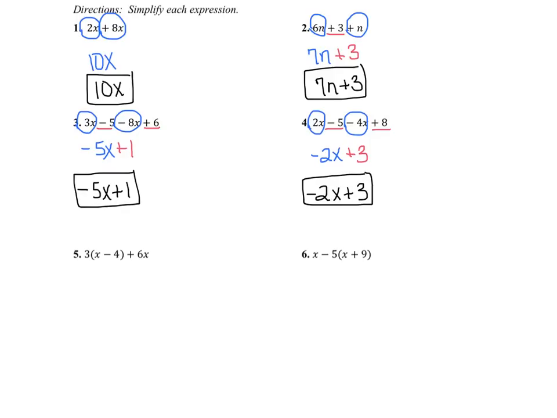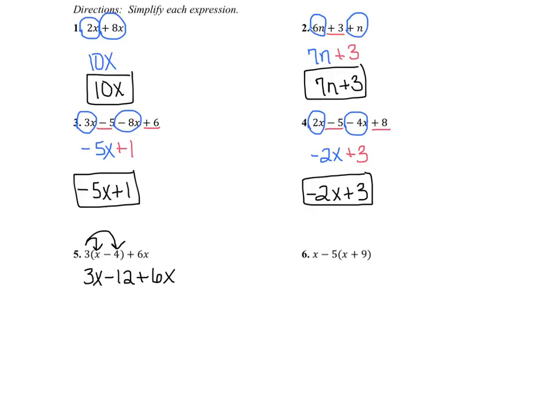So now let's look at example 5. It says 3 times x minus 4 plus 6x. So what do you notice here? We have the distributive property. So your first step is to distribute the 3 to the x and the 3 to the negative 4. So 3 times x is 3x, and 3 times negative 4 is negative 12. And then you're going to bring down that positive 6x.